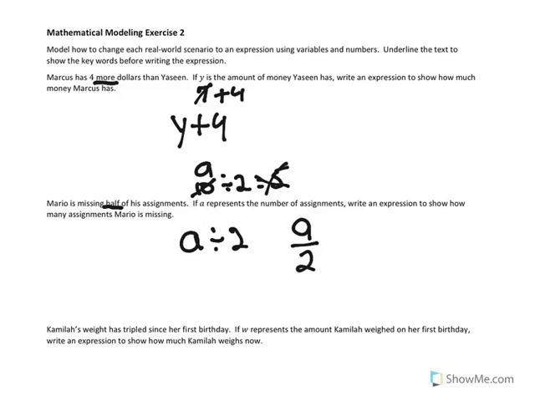Okay, the next one says, Camilla's weight has tripled since her first birthday. Okay, so our key word here is tripled. That tells us the operation is going to have something to do with multiplication. If W represents the amount of Camilla's weight on her first birthday, write an expression to show how much Camilla weighs now. Okay, let's give her a weight. Sounds like it's a baby, let's say it was 20 pounds on their first birthday. Now, if 20 pounds was tripled, we know that that would have been multiplied by 3 to give us 60 pounds.